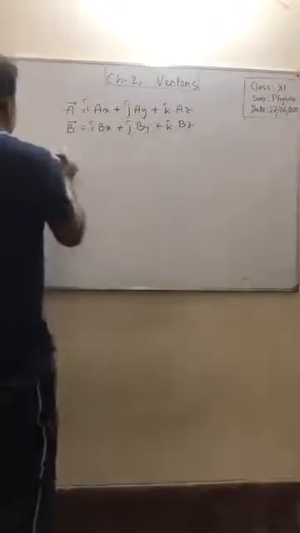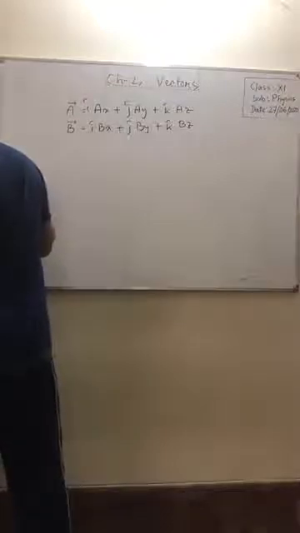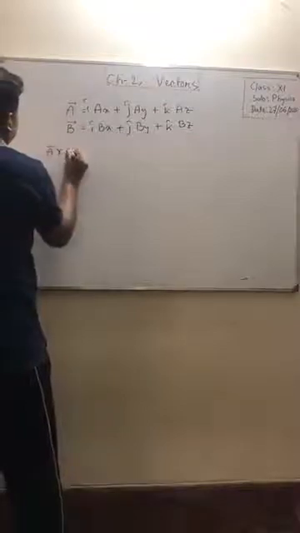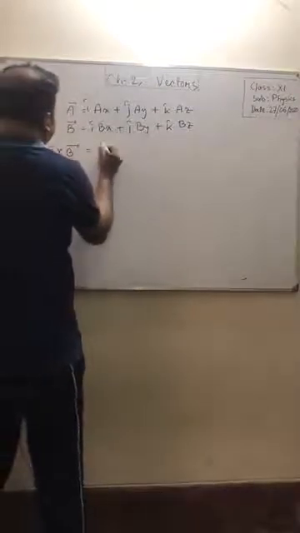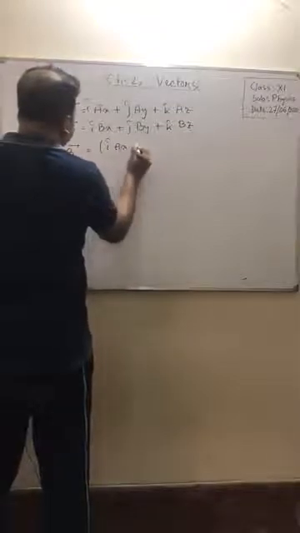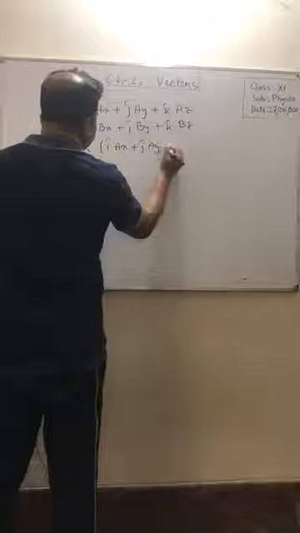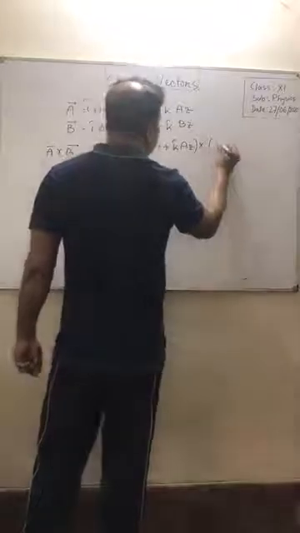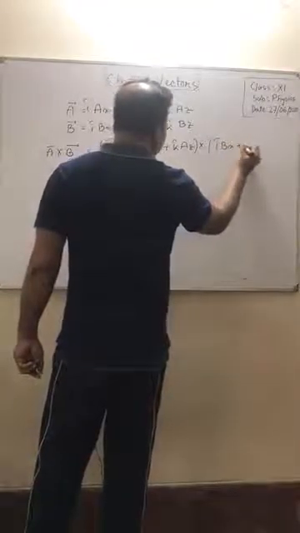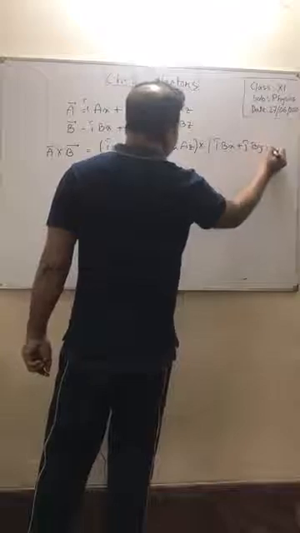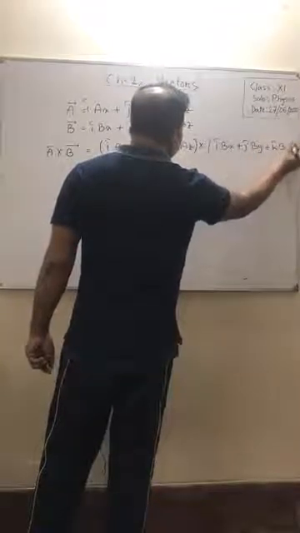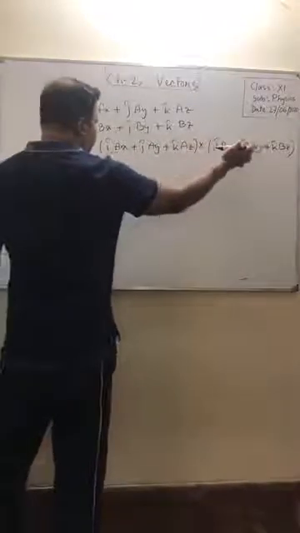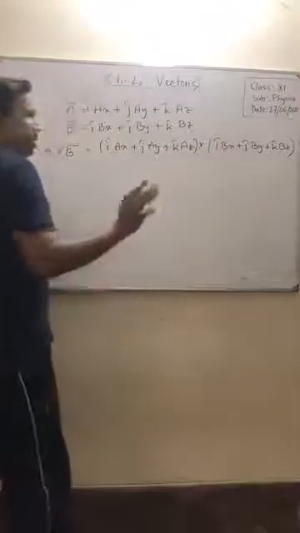We now do the cross product between two vectors. Okay, so we see what will happen if we do the cross product. Generally we are doing A cross B. That means (i Ax + j Ay + k Az) cross (i Bx + j By + k Bz). Okay, now from this one we multiply these three, from this one we multiply these three, and from this one we multiply these three, normal multiplication.